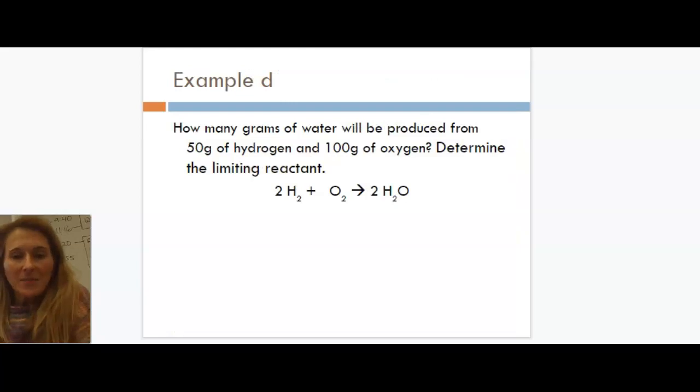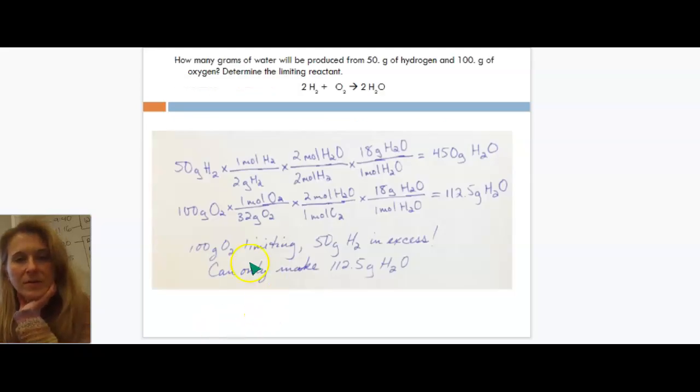Here's our last example. Pause the video and give it a try and then come back to see the answer. Okay, so here we are with our answer. We have the 50 grams of hydrogen. We convert grams to moles, use our mole ratio from the equation. Now this one is asking us for how many grams of the product we'll produce, so we have to go from moles of product to grams. And we find that 50 grams of hydrogen will produce 450 grams of water.